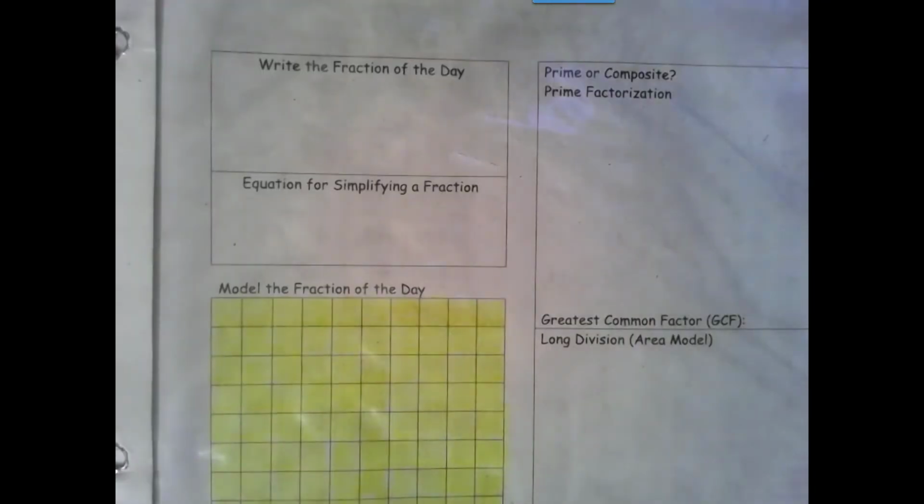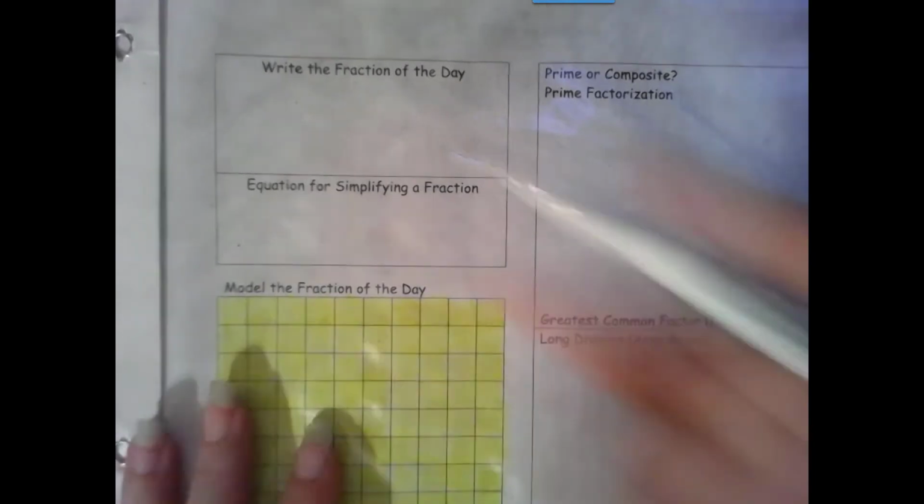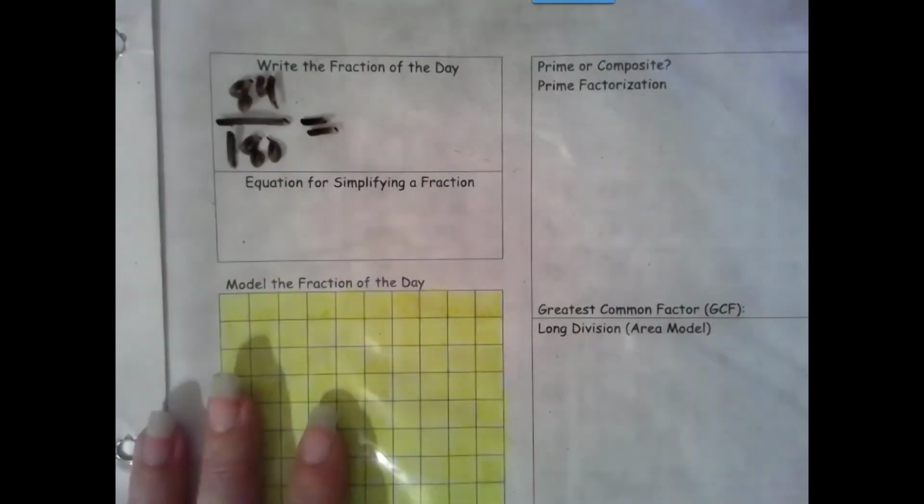All right. So we have a total of 180 school days. We are on day 84. Now we have to think, is 84 prime or composite? Well, 84 is even, and the only even number that's prime is the number 2. So it is composite.